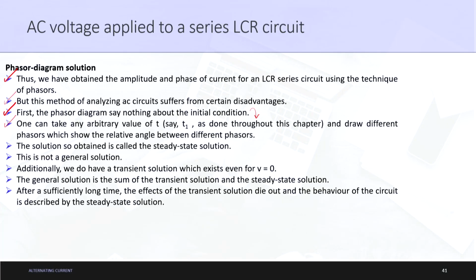Okay. Fine. So, one can take any arbitrary value of t, say t1 as done throughout this chapter, and draw different phasors which show the relative angle between different phasors. The solution so obtained is called a steady state solution, very important.